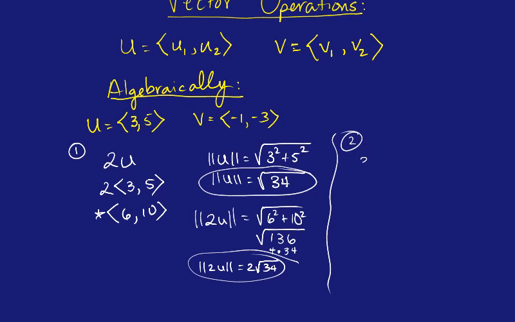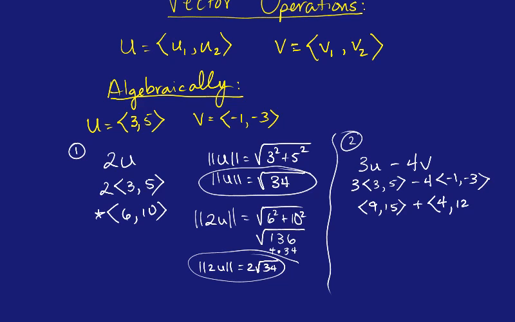So if you had to do like 3u minus 4v, it's basically an algebra problem. You just take 3 and you multiply by u, so 3 comma 5, and then minus 4 times -1, -3. And you just distribute doing good math. So you would have 9 and 15. And you can just distribute the 4 and keep it subtraction, or you can distribute a -4 and call it addition. So I usually like to distribute a -4 to both those, so that would make it 4 and 12.